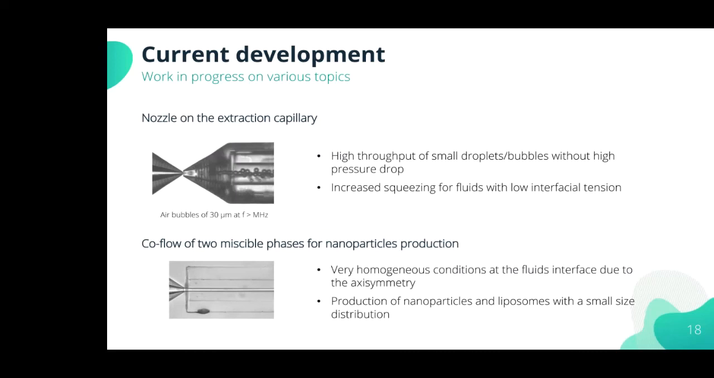With this technology you have presented, is it possible to create double Janus-like emulsion droplets? I think that for Janus-like emulsion droplets, we need to add a phase. So for the moment, we cannot generate this kind of droplets.